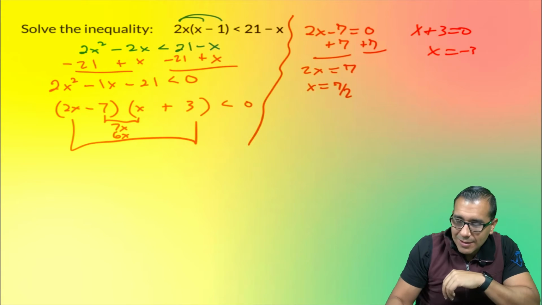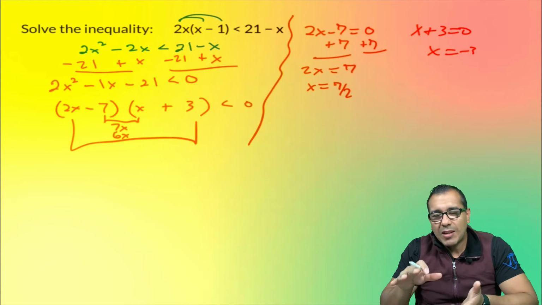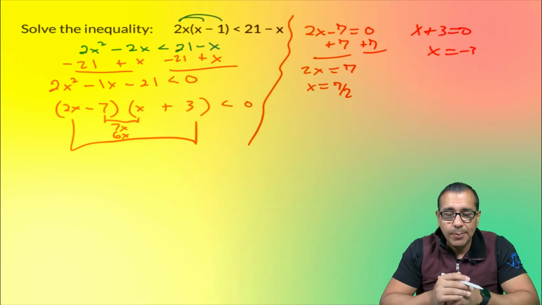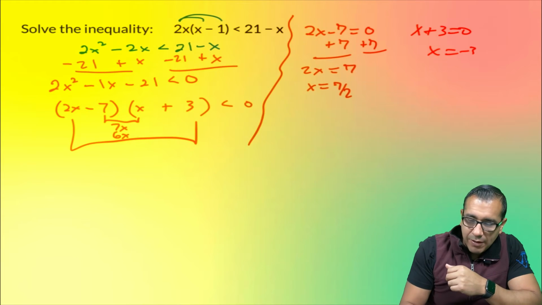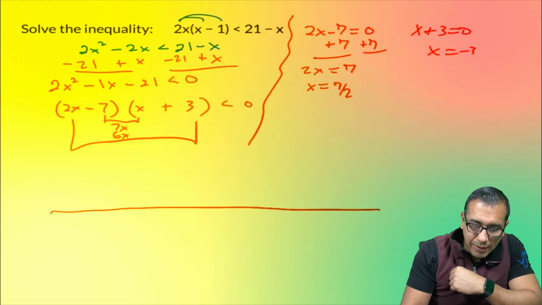And again, this is algebra, and I would do that on scratch paper. You don't need to show all this work, right? So we have our boundary points. We have a boundary point at -3. We have another one at 3.5.